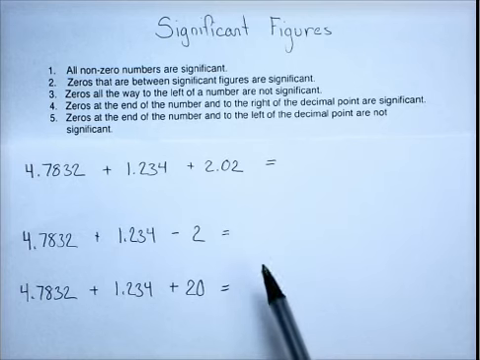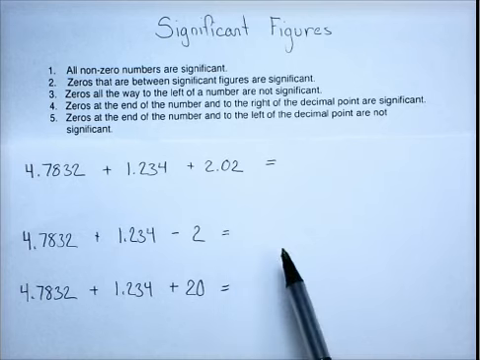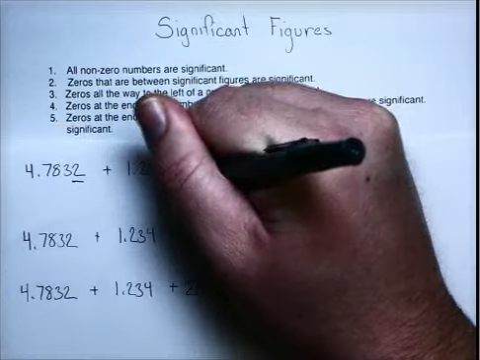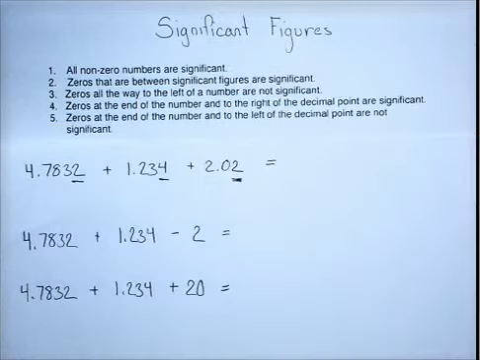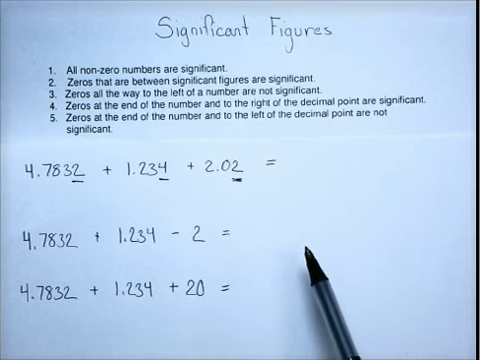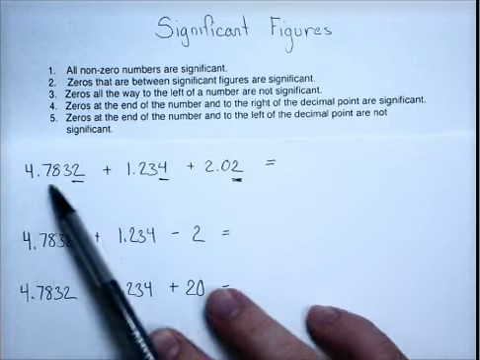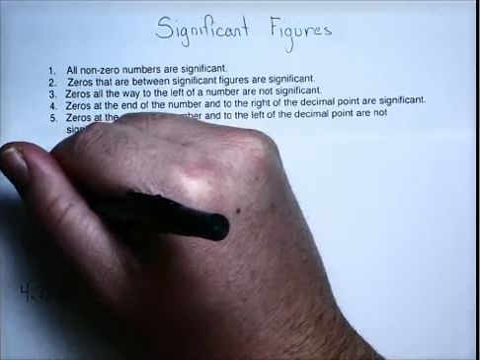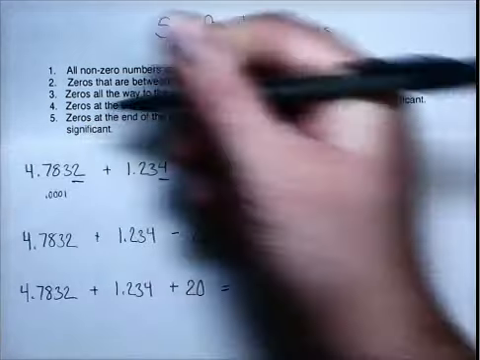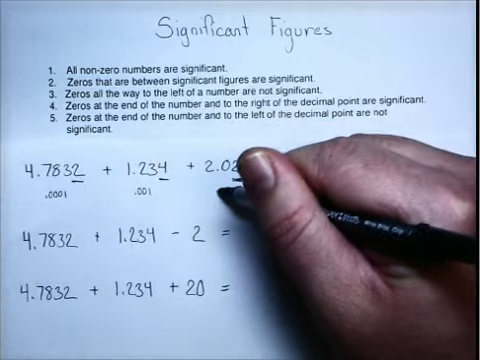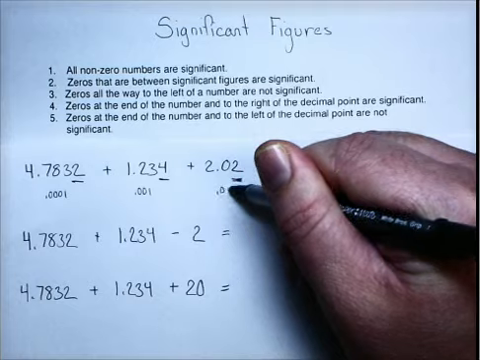And what we're interested in, in addition and subtraction problems, is the significant figure that's all the way to the right. So we're interested in this one, and this one. And what we want to do is look at what place those are in. And by place, I mean this is the 10th, 100th, thousandths, 10,000th place. So here, it's in the thousandths place. And here, it's in the hundredths place.